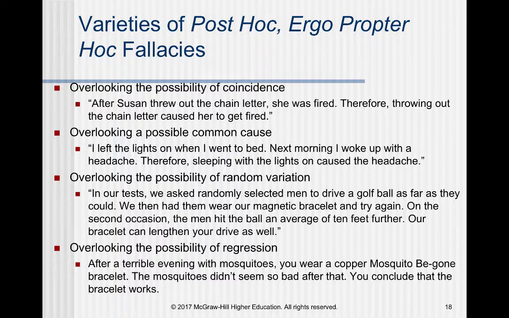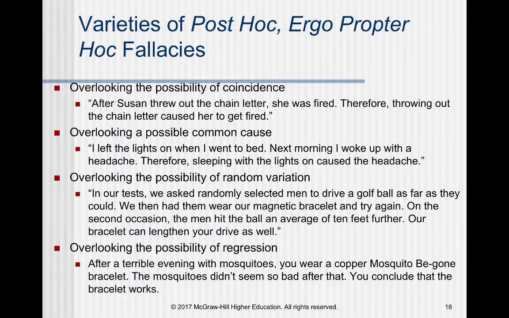Overlooking the possibility of random variation. In our test, we asked randomly selected men to drive a golf ball as far as they could. We then had them wear our magnetic bracelet and try again. On the second occasion, the men hit the ball an average of 10 feet further. Our bracelet can lengthen your drive as well. This person is saying that wearing a magnetic bracelet causes men to hit a golf ball further than it would if they weren't wearing it. When we looked at how scientists test for cause-effect in Chapter 11, we learned that one of the things they have to do is account for things that could affect variables. It's entirely possible that random variation accounted for these results.